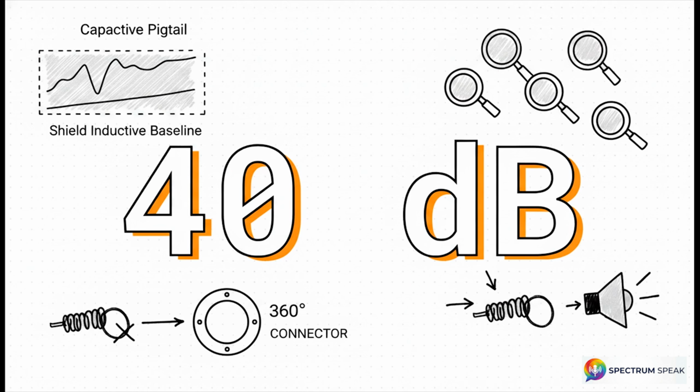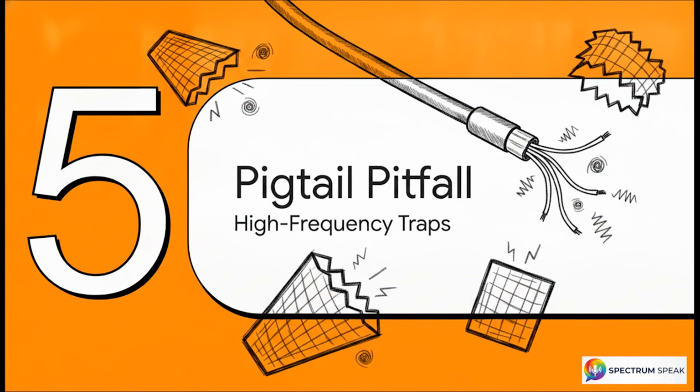A 40 dB increase in voltage transfer ratio mathematically means 20 times the log base 10 of V2 over V1 equals 40. Divide both sides by 20 and you get 2. 10 to the power of 2 is 100. That means the noise voltage injected into your circuit is exactly 100 times greater, purely because you used an 8 cm pigtail instead of a 360-degree BNC connector. One lazy solder joint literally multiplied your system noise by a factor of 100. Let that sink in. That brings us to part 5, the high-frequency pigtail pitfall.